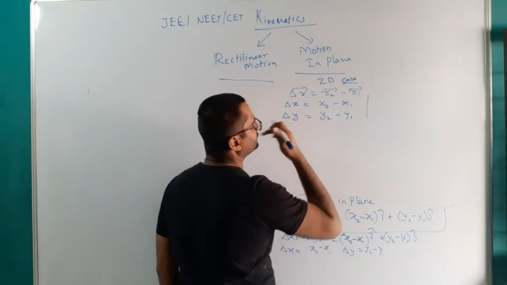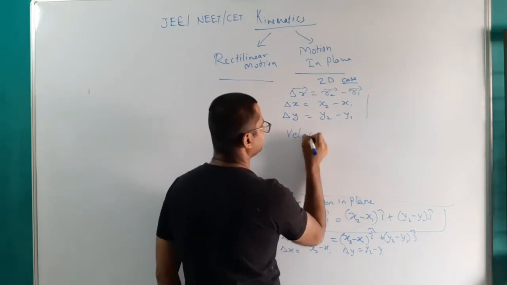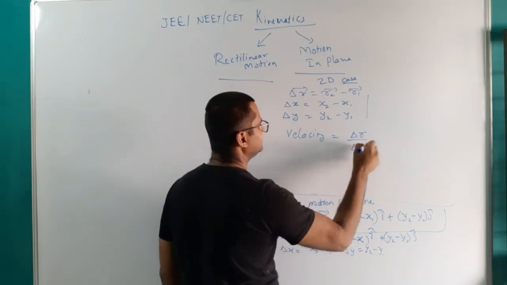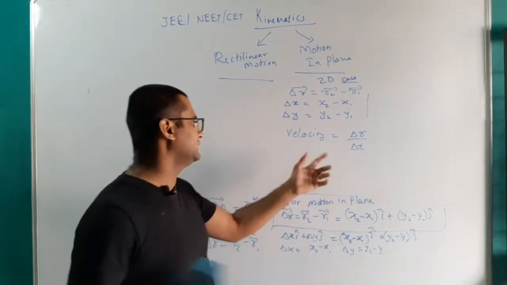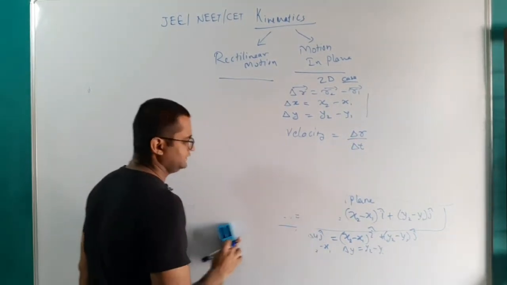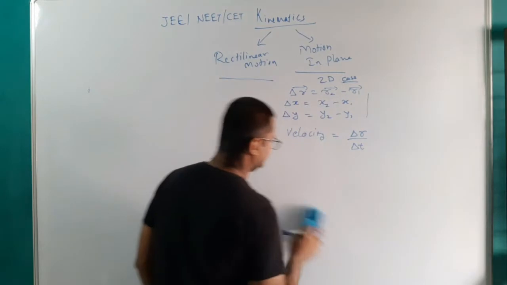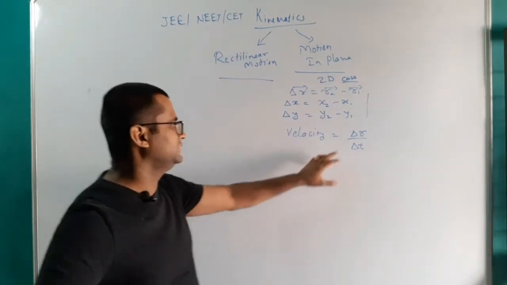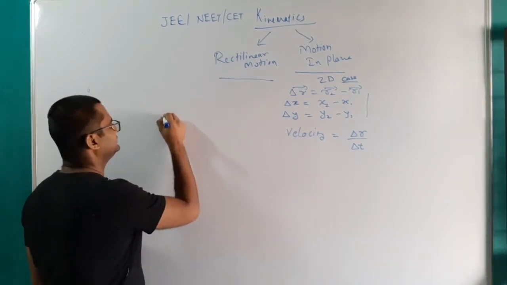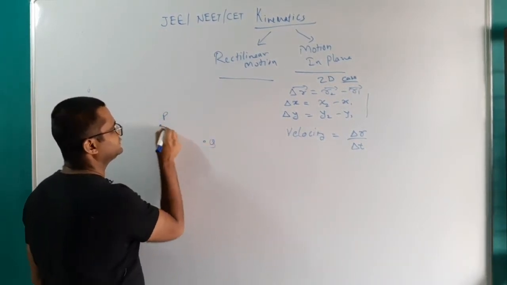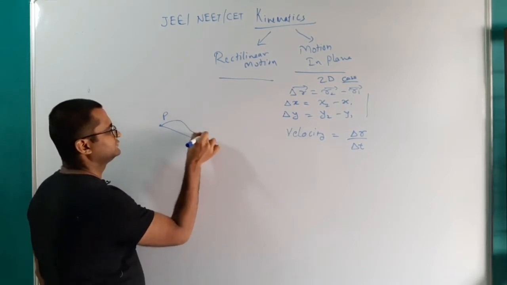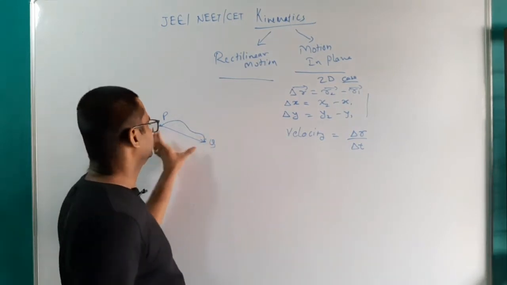Okay, now what about velocities? We know that velocity is displacement upon time, so we can write it as delta r upon delta t. Remember that this is average velocity, since we are considering a significant amount of time, and that's why the displacement is significant. If you remember the diagram, this was p, this was q, and this was the displacement, while the path was something different. Okay, so this is the displacement.